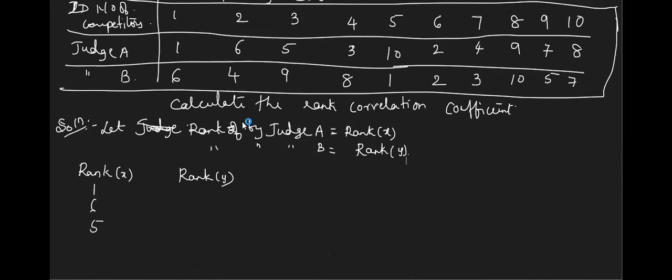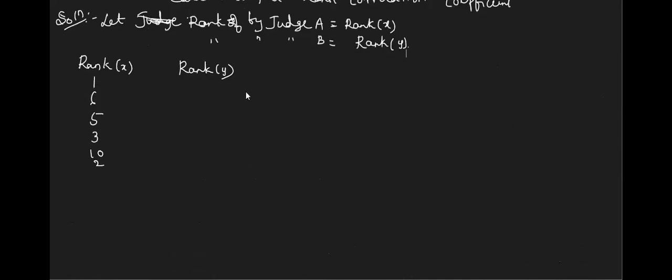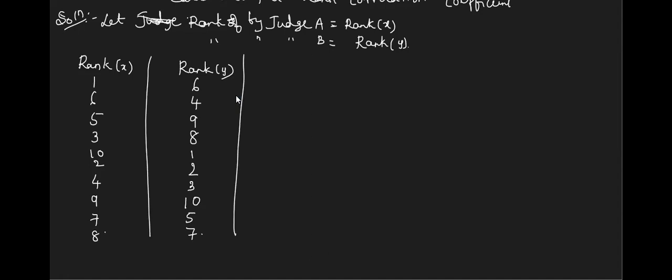Rank X: 1, 6, 5, 3, 10, 2, 4, 9, 7, 8. Rank Y: 6, 4, 9, 8, 1, 2, 3, 10, 5, 7. Again, none of the ranks are repeated, correct? If it is repeated, we have a different procedure. So D can be taken as rank of X minus rank of Y.